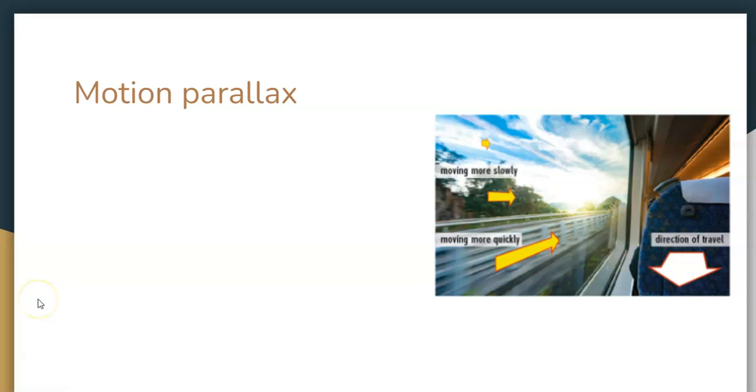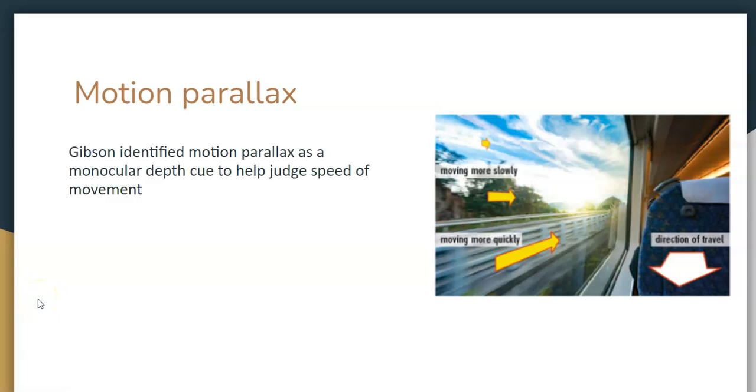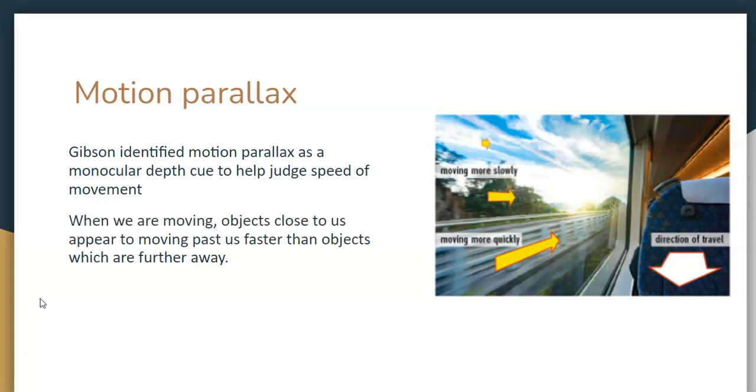Secondly, he came up with something called motion parallax. Now, Gibson identified motion parallax as a monocular depth cue. So remember, that was something we can see with one eye to help us judge the speed of our movement. When we're moving, objects close to us appear to be moving really fast compared to objects which are further away.